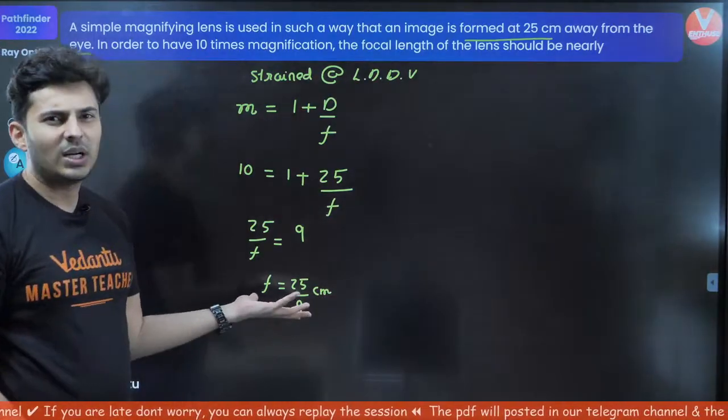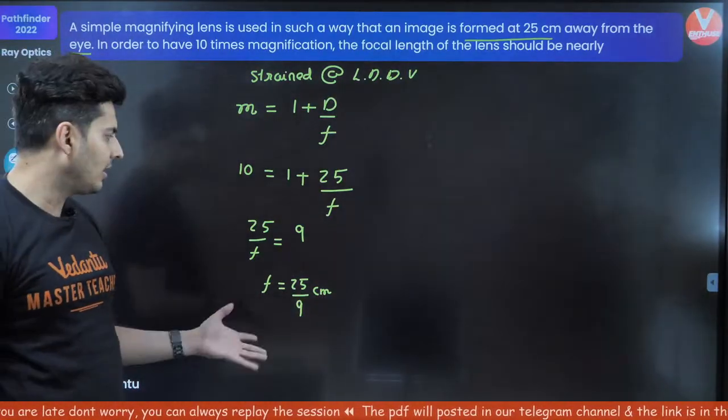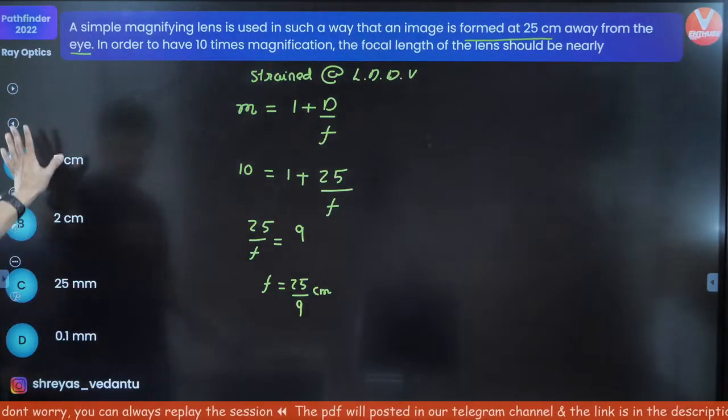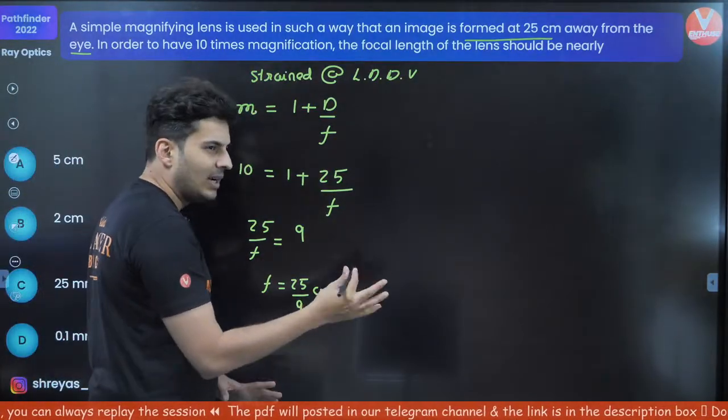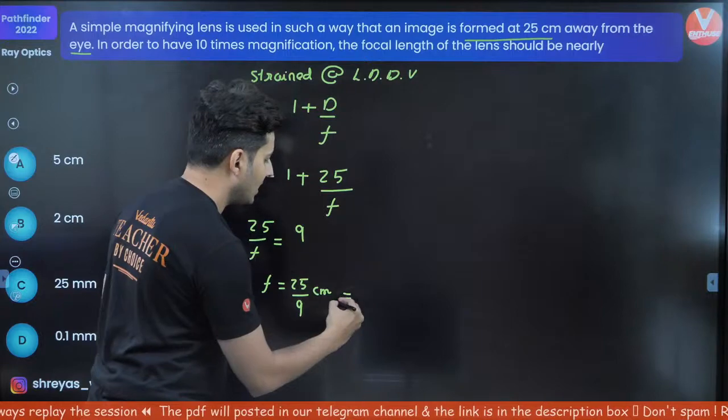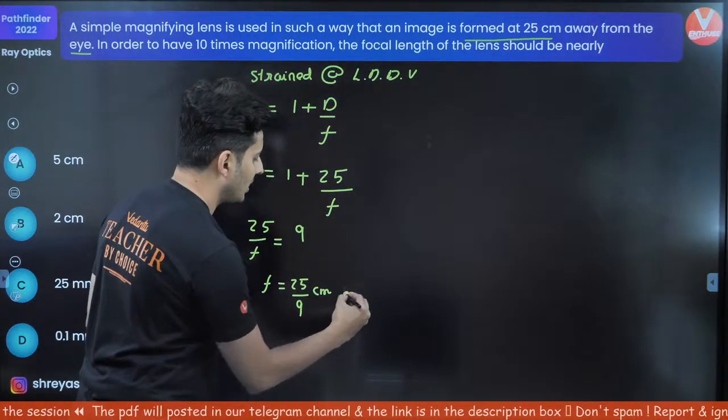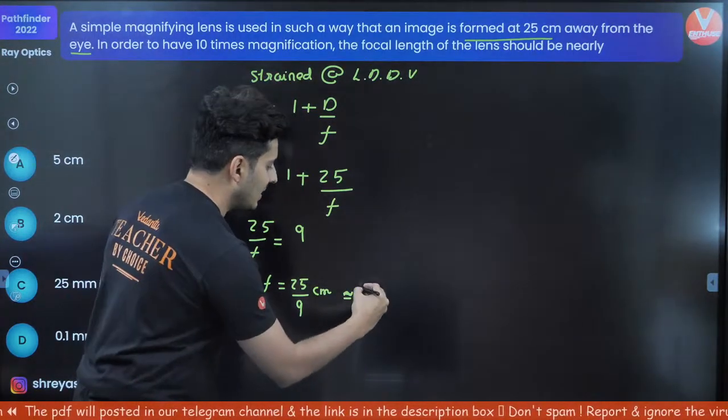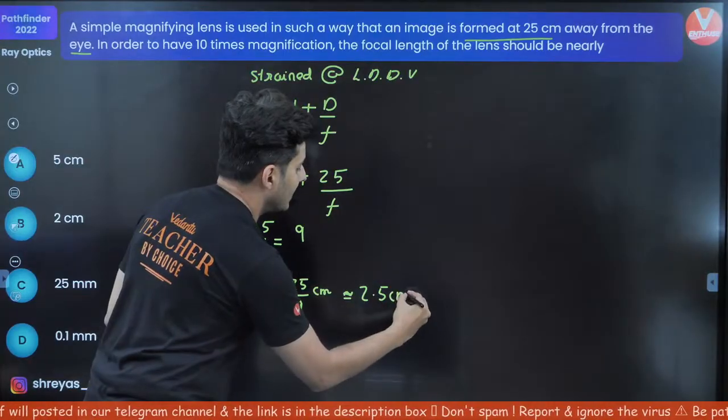This is like 25 by 10. 9 and 10 are very close, because I can see the options over here. So 25 by 10 is approximately, I'm just putting approximately over here, nothing but 2.5 centimeters.